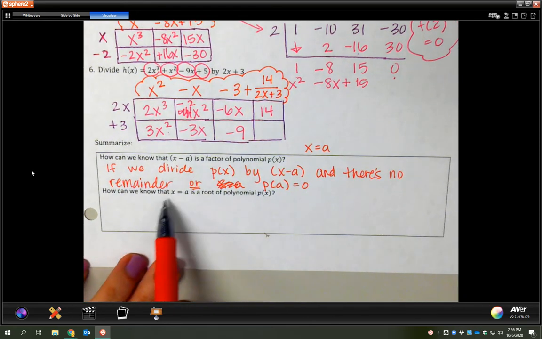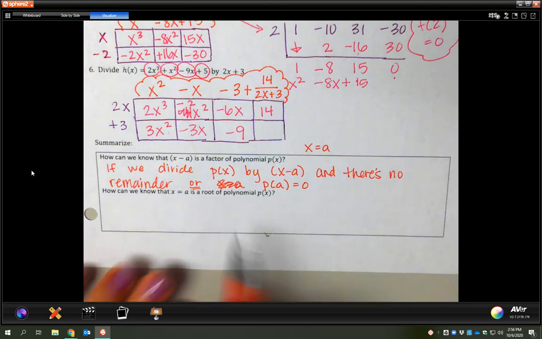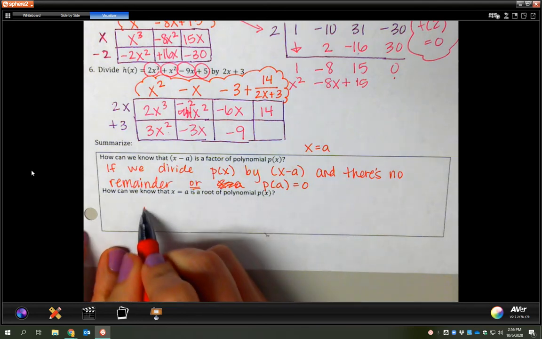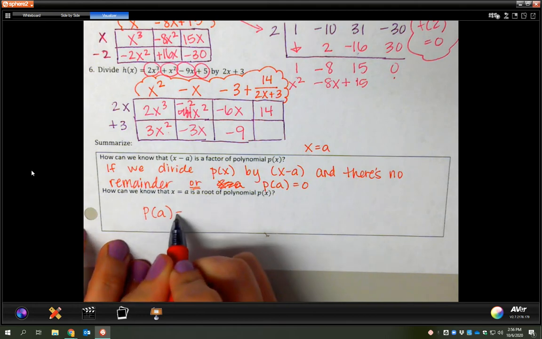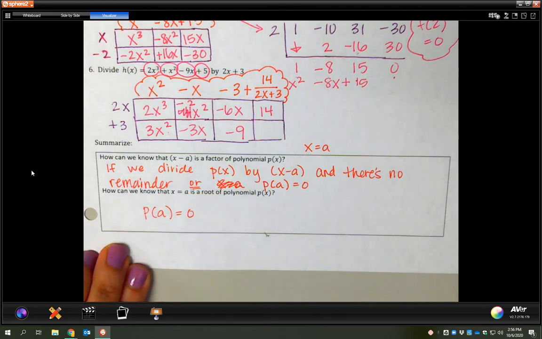How can we know that x equals a is a root? And that's what I was just saying here. If you plug it in, p of a, and you get 0, that's how you know that x equals a is a root.